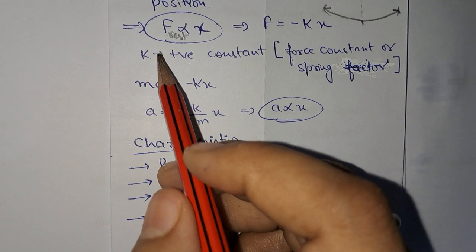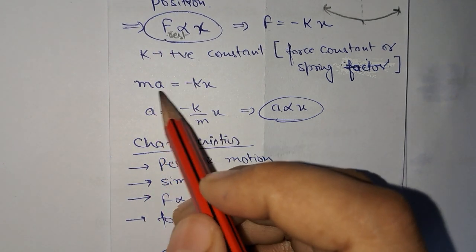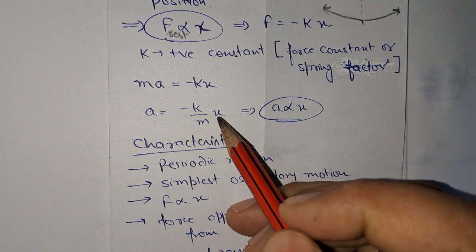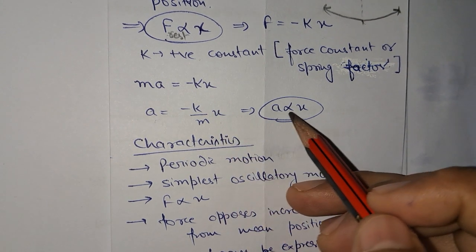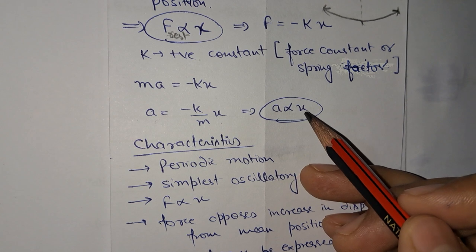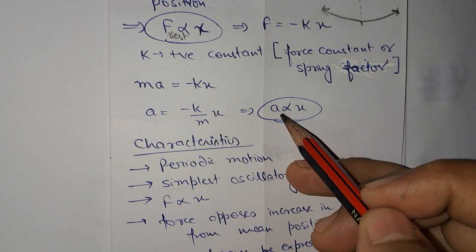So we can write in place of F to be ma, where we get the value of acceleration a equals minus k by m x, meaning the acceleration of the particle also depends on the displacement. The higher the displacement, the more the acceleration.